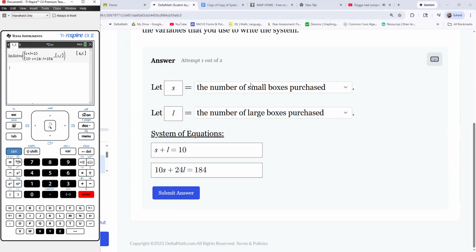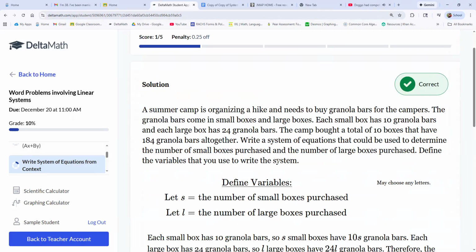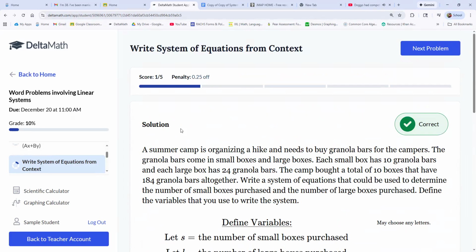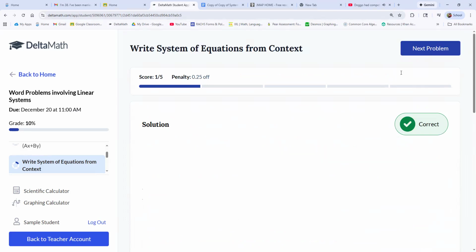So that means that there were 4 small boxes and 6 large boxes. Anyway, we're just going to submit this, and it says nice job. Okay. All right, let's do another one. Let's see here. It's about 5 minutes.